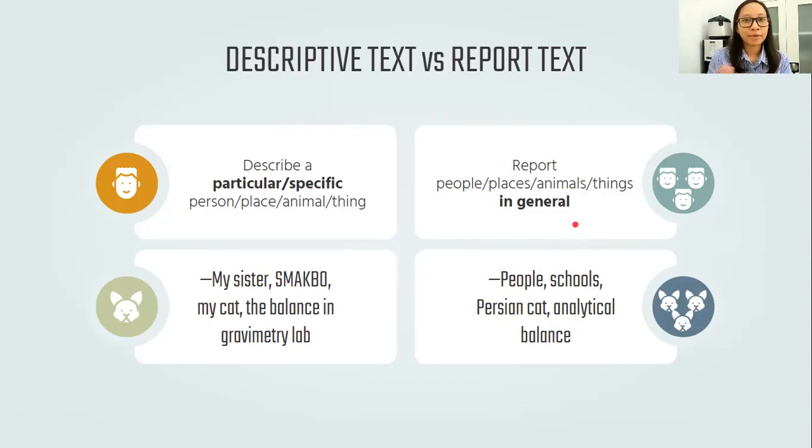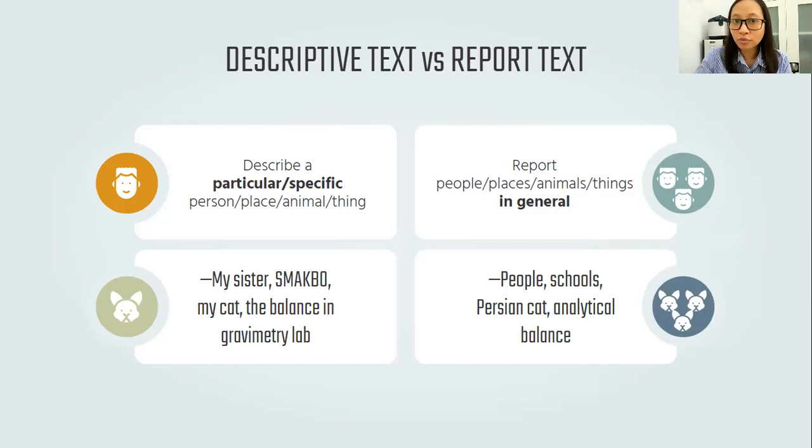Okay. Remember, descriptive text, we explain something, we explain a particular or specific person, a specific place, specific animal, specific thing, which may be different from one descriptive text about cat and the other descriptive text about cat. Tadi, for example, my cat's name is Doni. The descriptive text, the content will be different with your descriptive text about your pet.